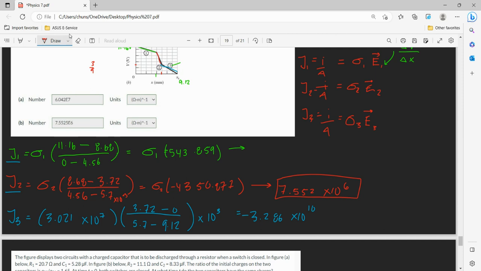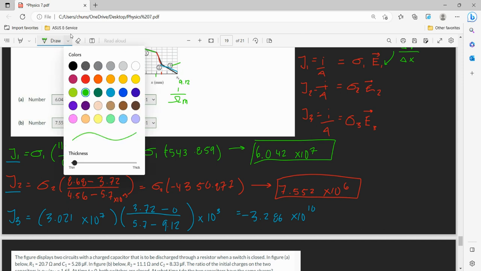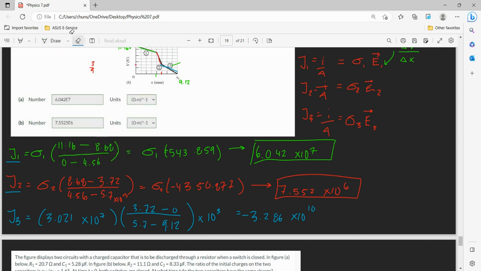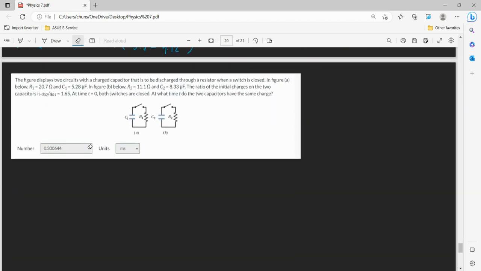And plugging this in for our J1 and isolating for our first conductivity, we're going to take negative 3.286 times 10 to the 10. We're going to divide it by negative 543.859. And this is going to give 6.042 times 10 to the 7. And our units are in ohms, meters, 1 over ohm meters. Okay, so that is our third question down.